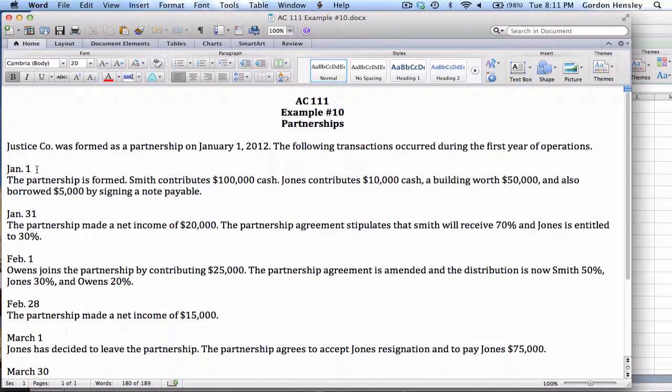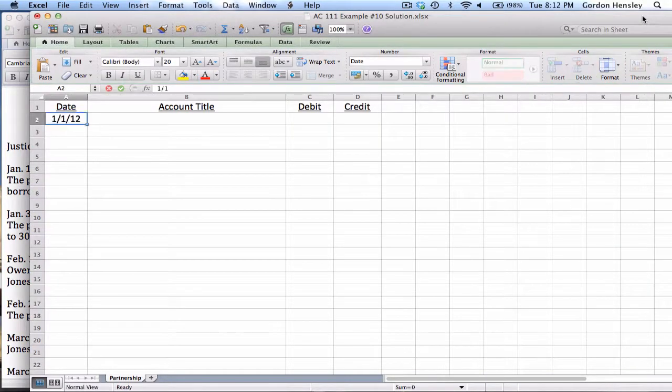Now, anytime we have a partnership, remember we need to have a separate capital account for each partner. And we're going to be using these capital accounts quite a bit to do these journal entries. So the first transaction is on January the 1st. On this date, the partnership is formed. We have a partner here named Smith, who is contributing $100,000 cash, and then we have a second partner named Jones, who contributes $10,000 cash, a building worth $50,000, but they also borrowed $5,000 by signing a note payable. So this will be on January 1st.